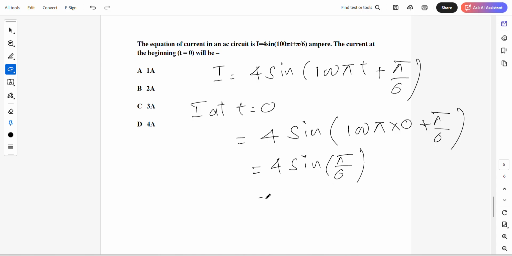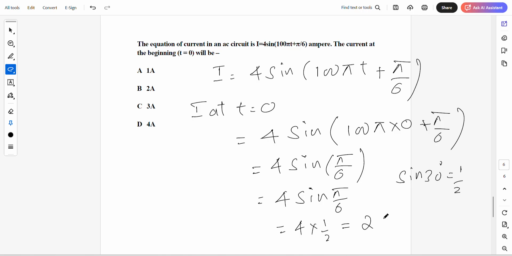How much is sin of pi by 6? Sin of pi by 6, that is sin 30, is equal to 1 by 2. So that is equal to 4 into 1 by 2, which is 2 amperes. 2 amperes is the right answer. Hope you understood this.